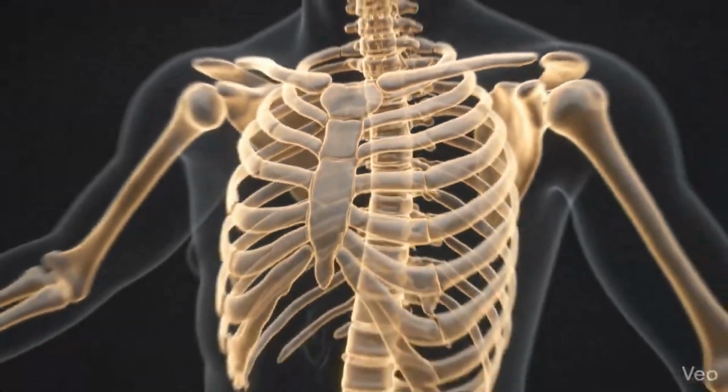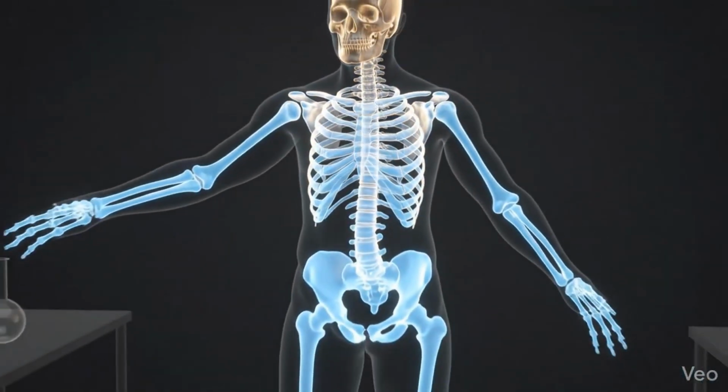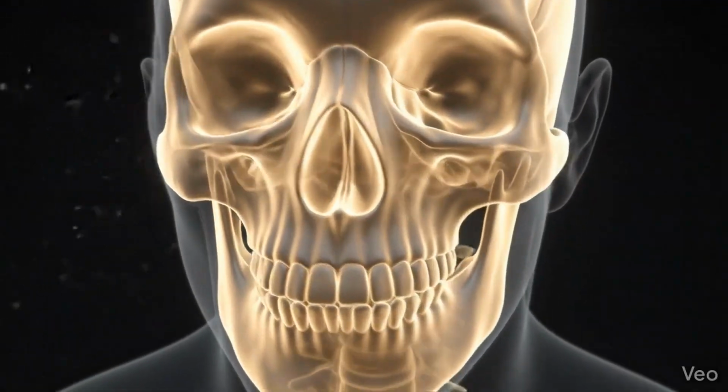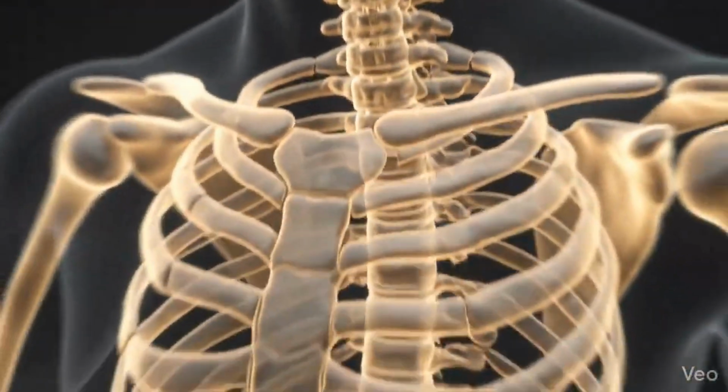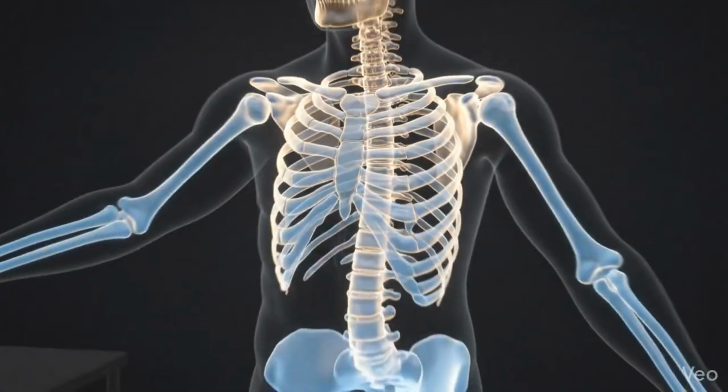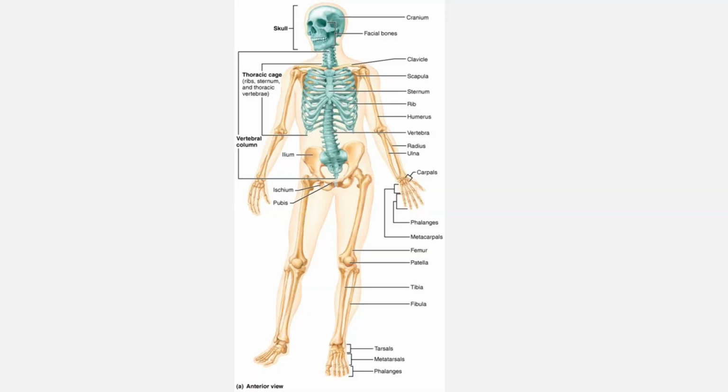It's time to put names to the frames. We're diving deep into bone identification, starting right at the center with the axial system, then sweeping through the limbs of the appendicular skeleton. The axial skeleton is divided into three parts: skull, vertebral column, thoracic cage. The appendicular skeleton is divided into two parts: the pectoral and pelvic girdles, the upper and lower limbs.